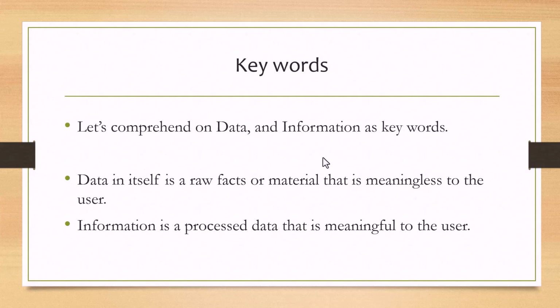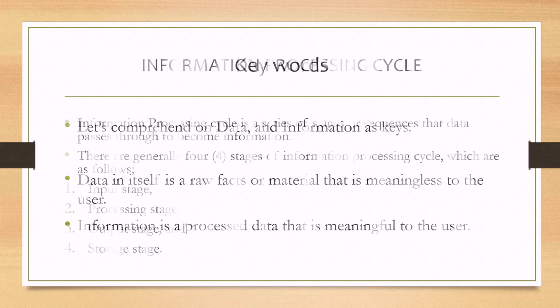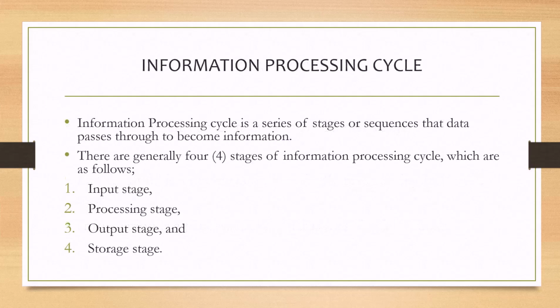Let's comprehend data and information as keywords. Data in itself is raw facts or material that is meaningless to the user. Information is processed data that is meaningful to the user.